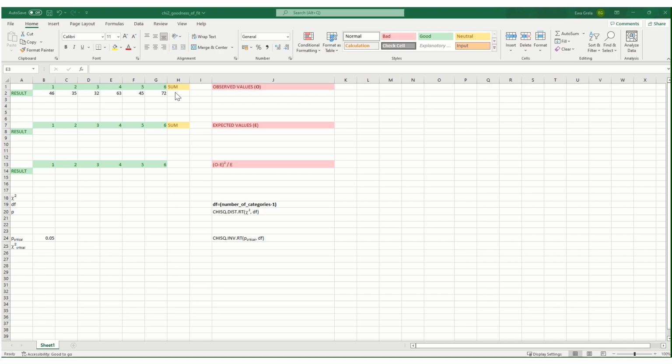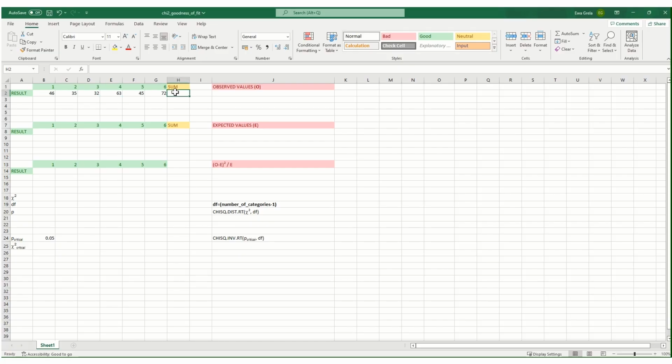In this fictional experiment, we will test whether a six-sided die is a fair one. To do so, we record the number of times each face appeared when we rolled the die and create a frequency table. For example, the face showing 1 was observed 46 times and the face showing 2 was observed 35 times, and so on.